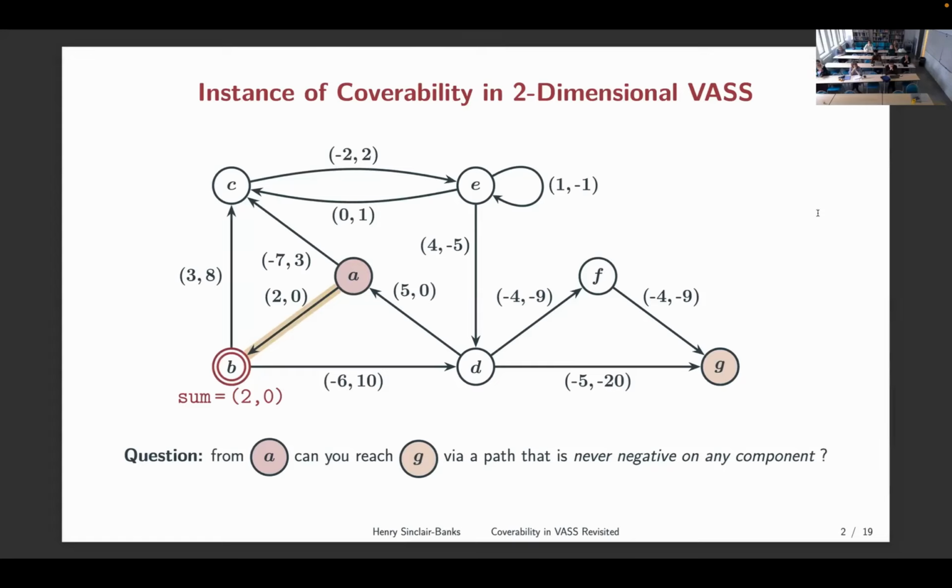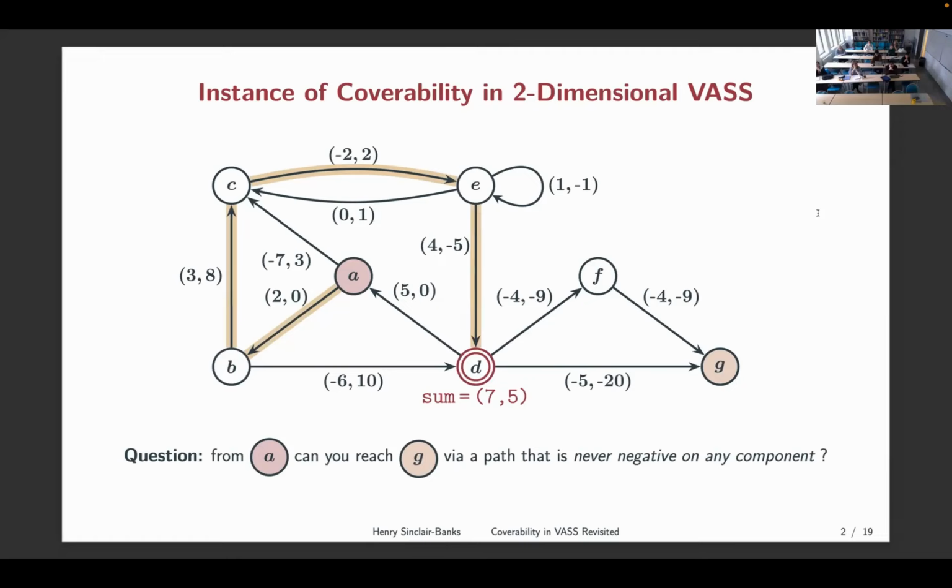And from B, I can either go to C or over to D. But again, if I were to go to D, I would end up with -4, and this is not allowed. So I have to go up to C, and now I have 5 and 8. But now I'm forced to go to E, and at E, I'll have 3 and 10. And then from E, I can get to D with 7, 5.